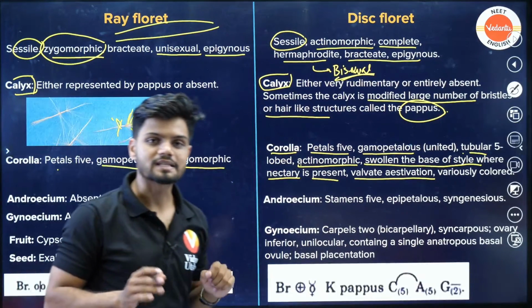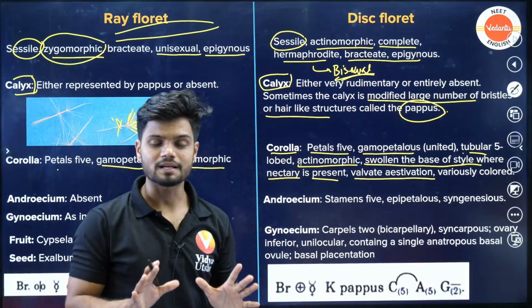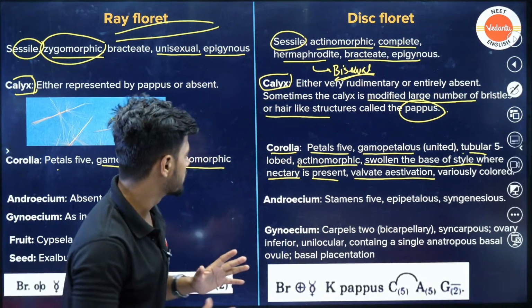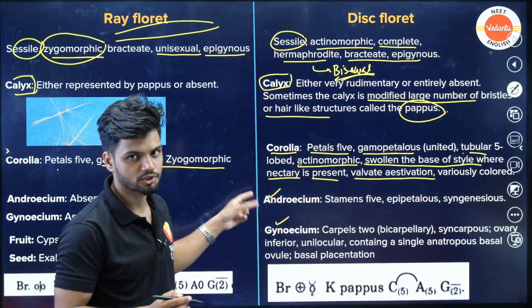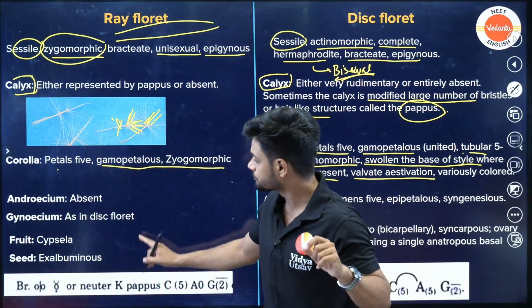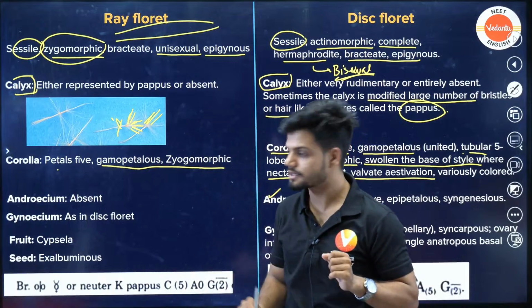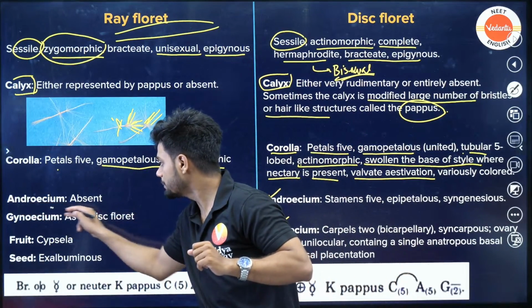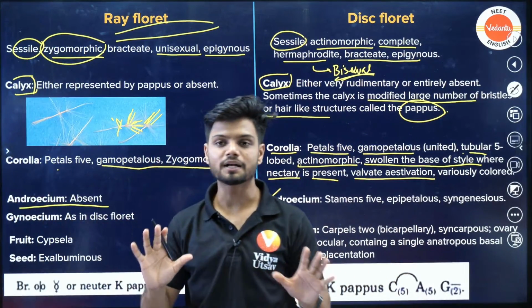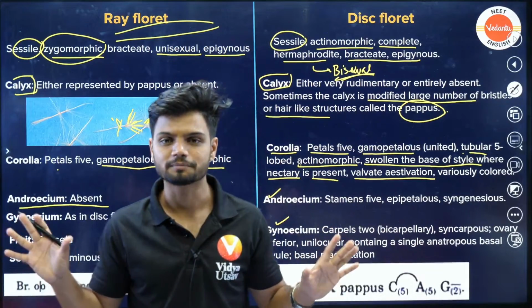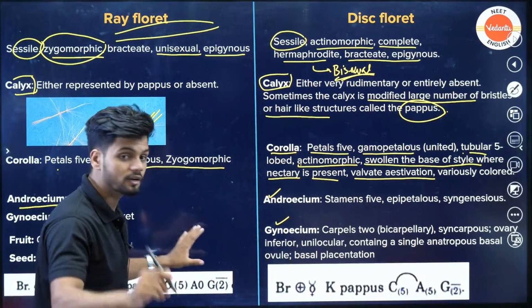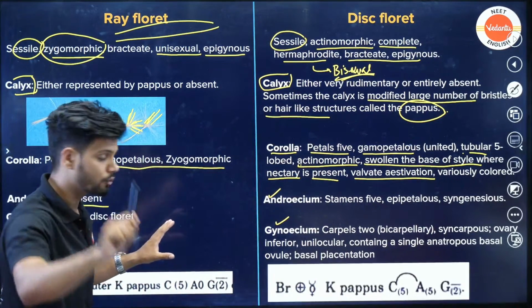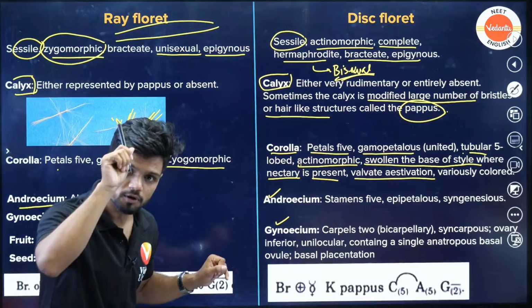Now, I told you in the starting, your disc florets are technically bisexual. So, they have androecium and gynoecium both, bisexual condition. But in the case of your ray florets, androecium is completely absent. Now, if you look at the gynoecium here, I want everyone to focus. Concept is coming. One more important point is coming here.